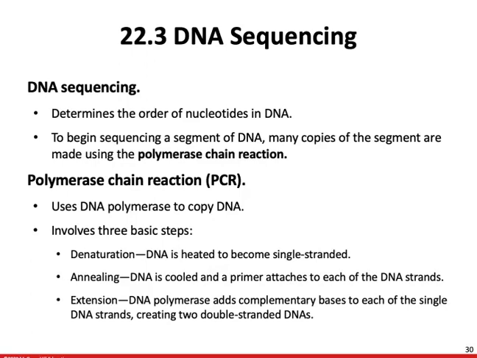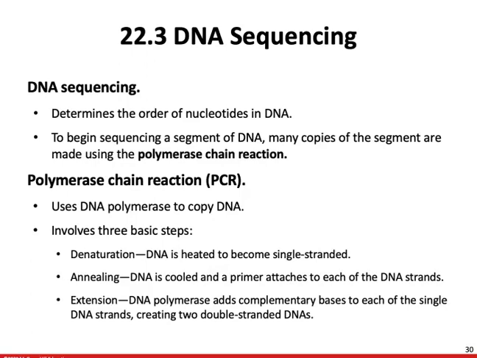Then we're going to begin the annealing process. During the annealing process, DNA is going to be slowly cooled down, and we're going to use a primer to help attach brand new nucleotides to each of the DNA strands. Extension is going to be when we use DNA polymerase to add the complementary base pairs to each of the single DNA strands, and it's going to create two double-stranded DNAs.